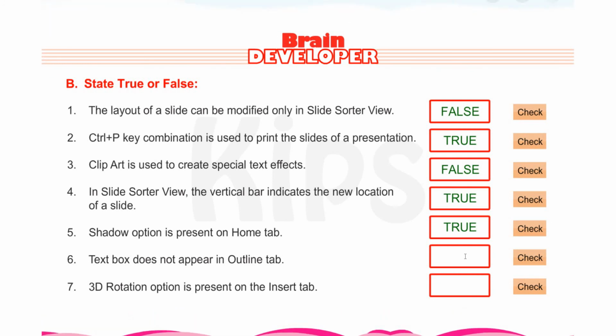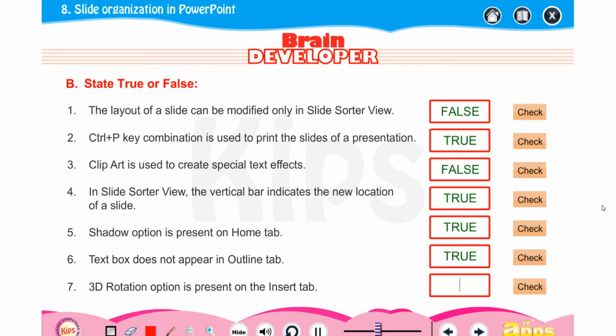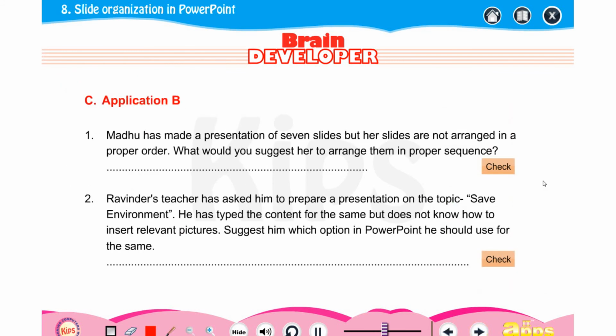Next one, text box does not appear in outline tab. Yes, it is true. And last one, 3D rotation option is present on the insert tab, so it is false. Next one, application based questions.